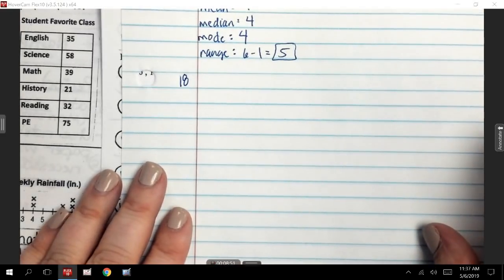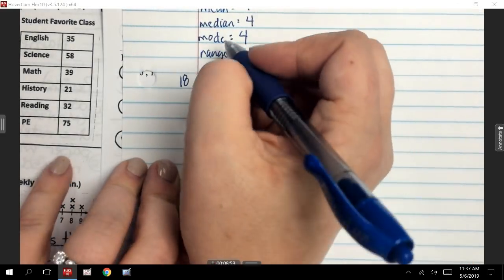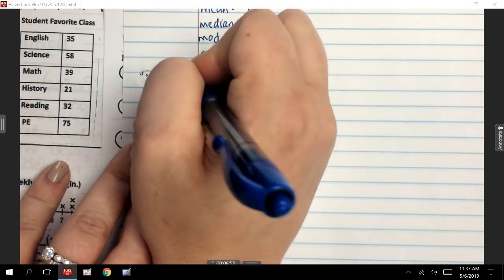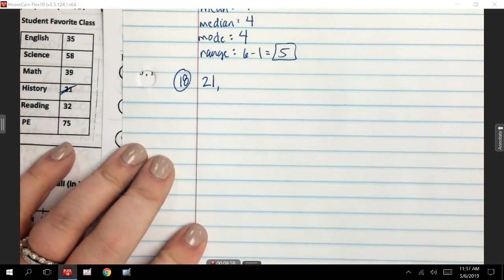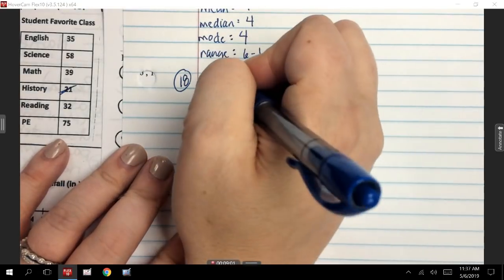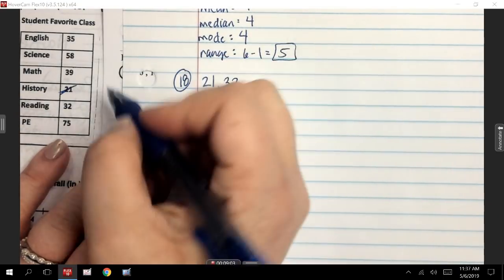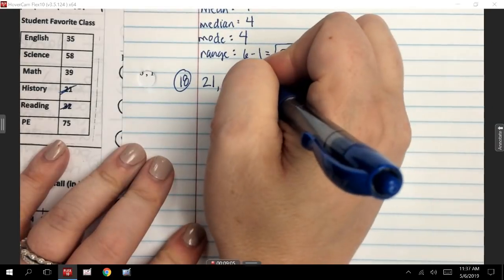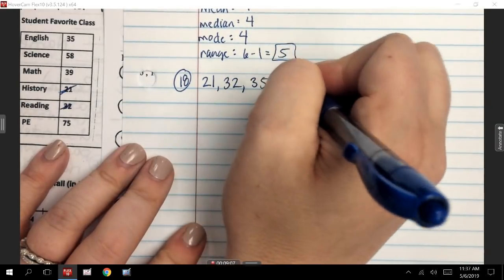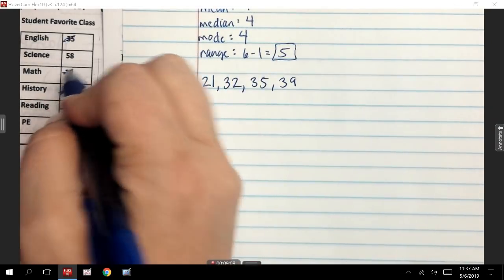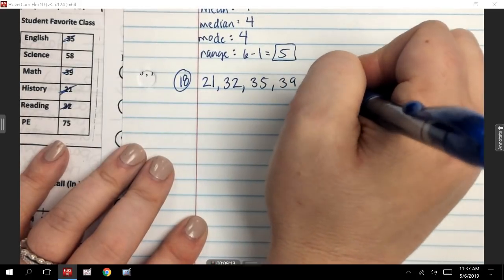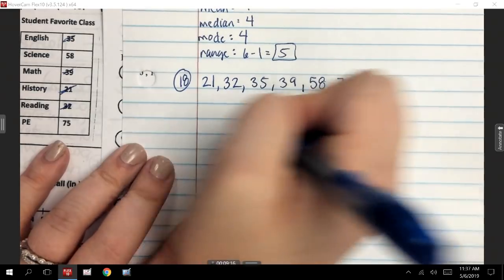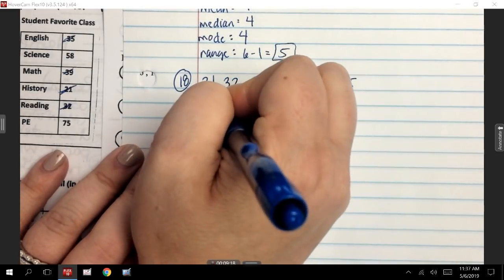Number 18, putting those in order. Let's see, 21. And remember, once you write it in order, if you want to mark it out, since there's more numbers here, I'd probably do that. So 21, 32, 35, and 39, 58, and 75. All right, so I'm going to list out everything we're doing.